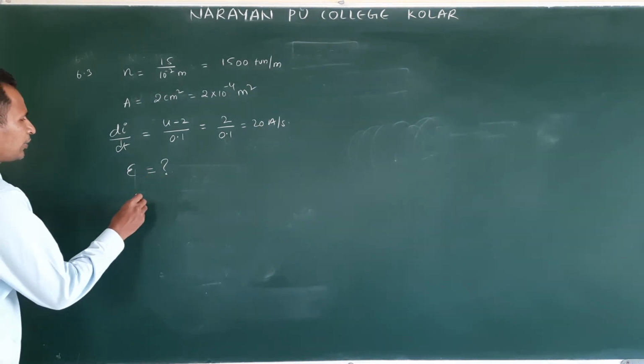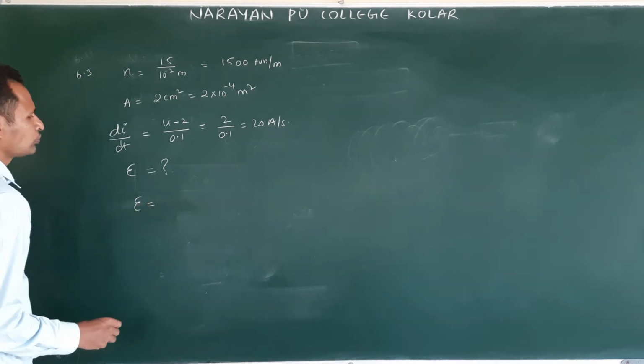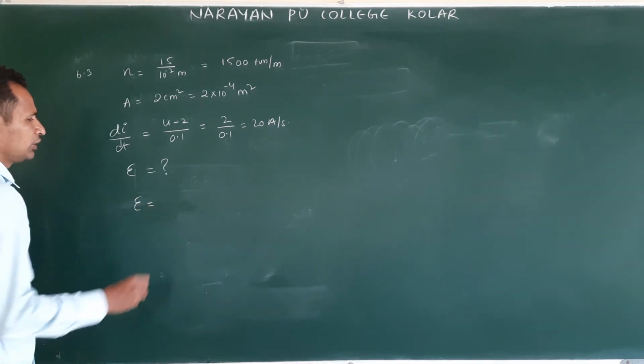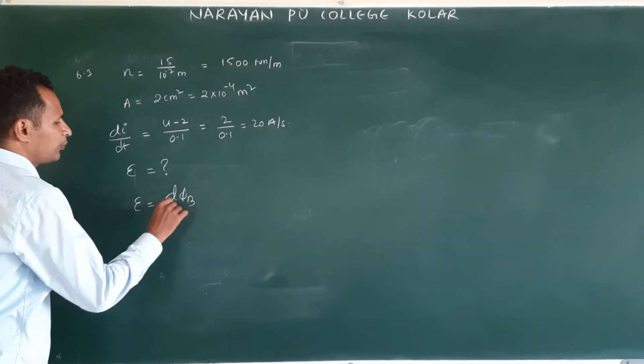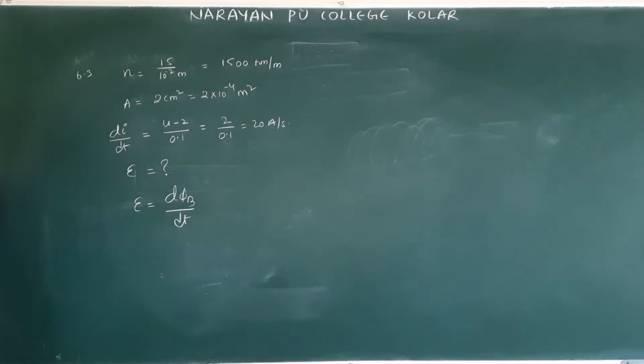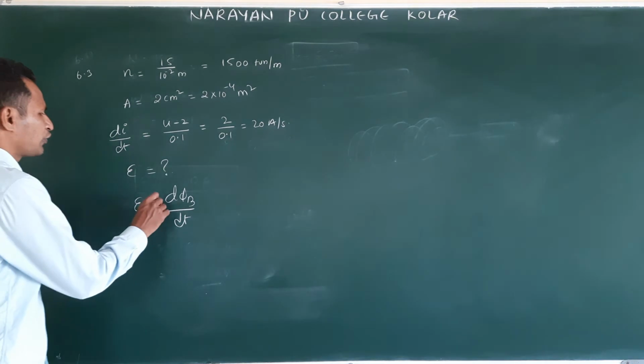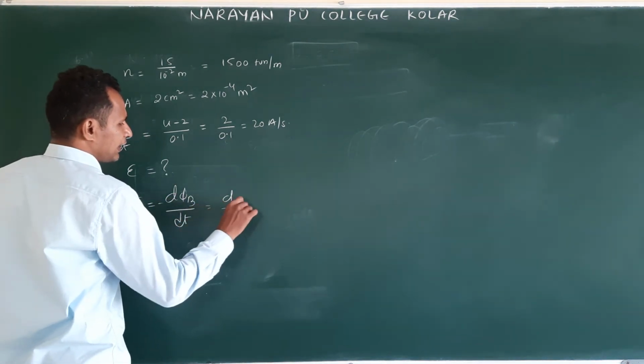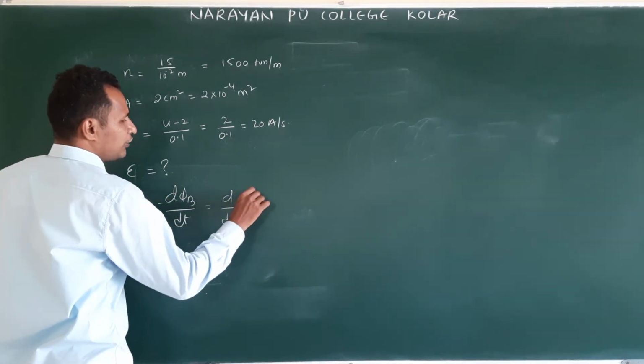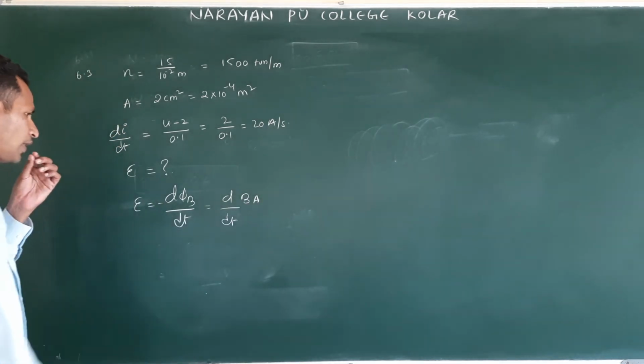What is the induced EMF formula? The general formula is E equal to minus d phi by dt. Of course, the minus sign is there. So I can write this as d by dt of B into A. Clear?